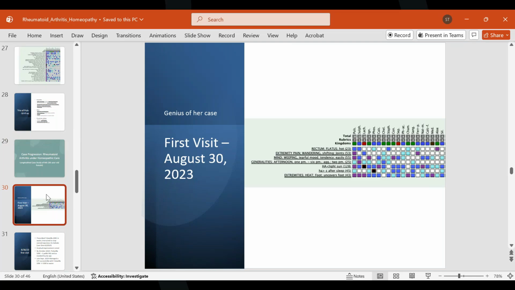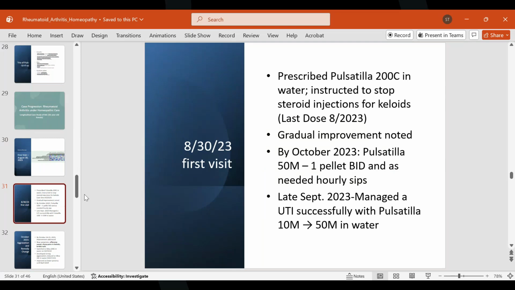So this was her first visit, August 30th. These were her characteristic symptoms, in a nutshell. I took a complete history, but she had hot flatus, wandering joint pain, weepy easily, worse at 2 p.m., when you think of sulfur, but also pulsatilla has that. Headache worse from the light of the sun, headache better after sleep, and she uncovers her foot at night. Good picture for pulsatilla.